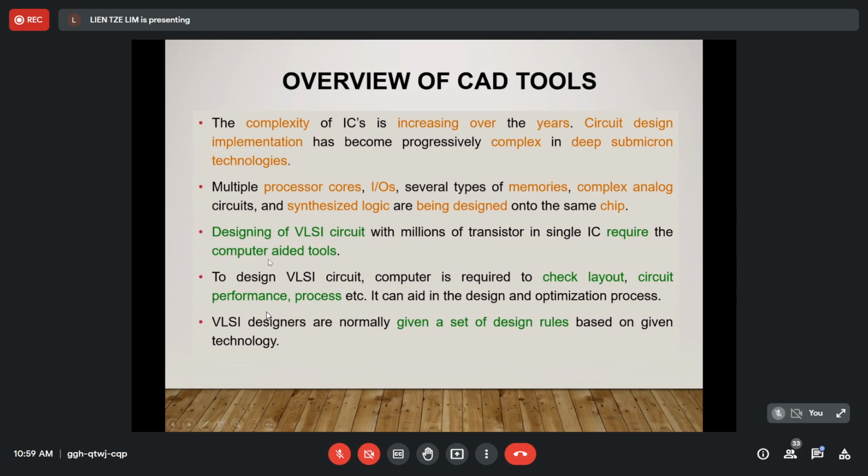Designing of VLSI circuits with millions of transistors in a single IC requires computer-aided tools. To design VLSI circuits, a computer is required to check layout, circuit performance, process, etc. It can aid in the design and optimization process. VLSI designers are normally given a set of design rules based on given technology.